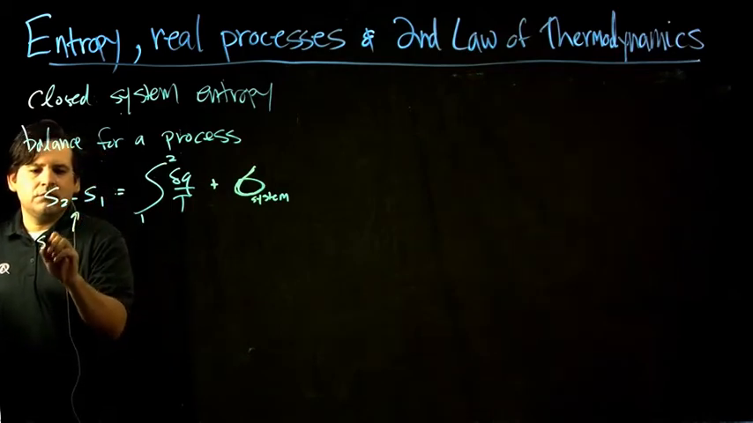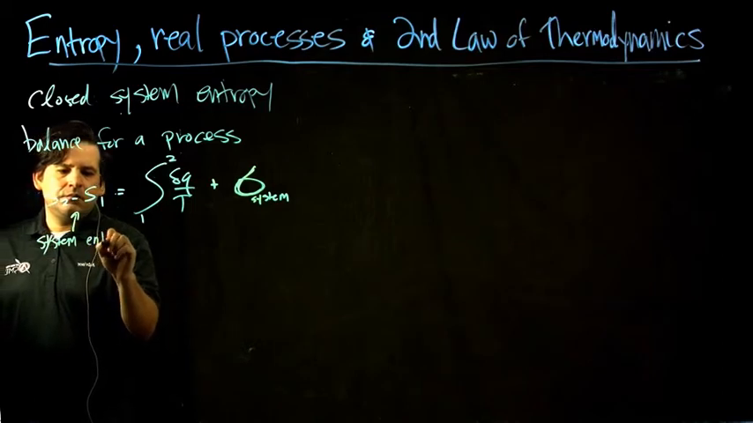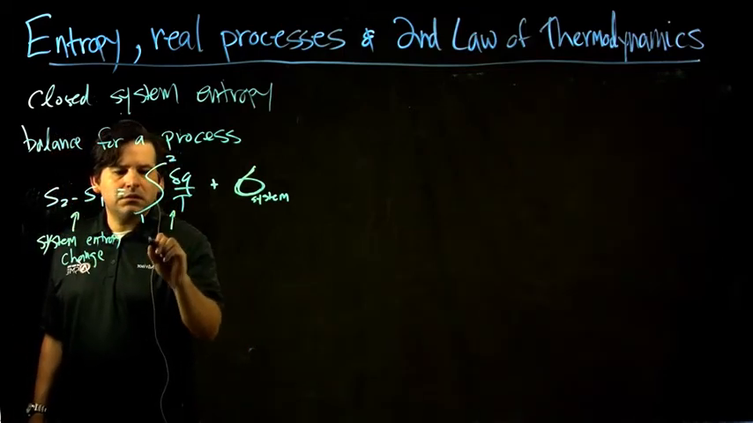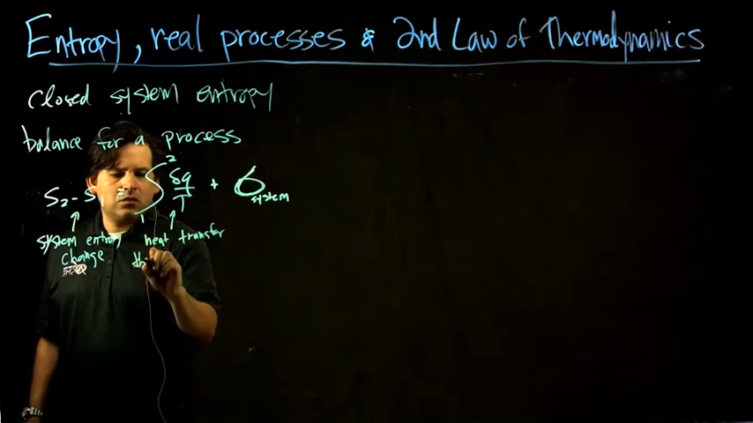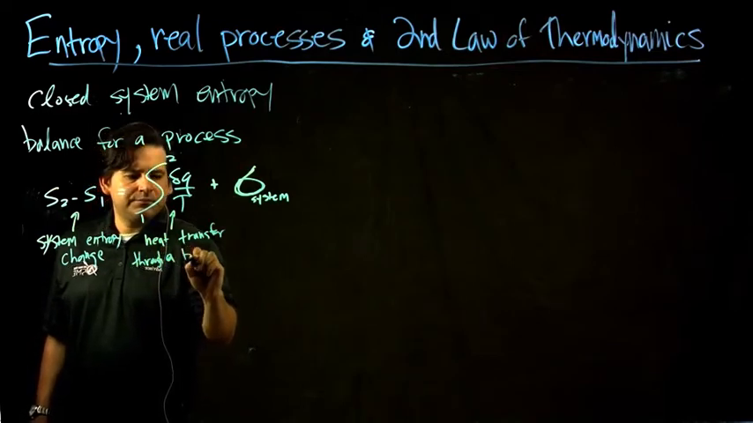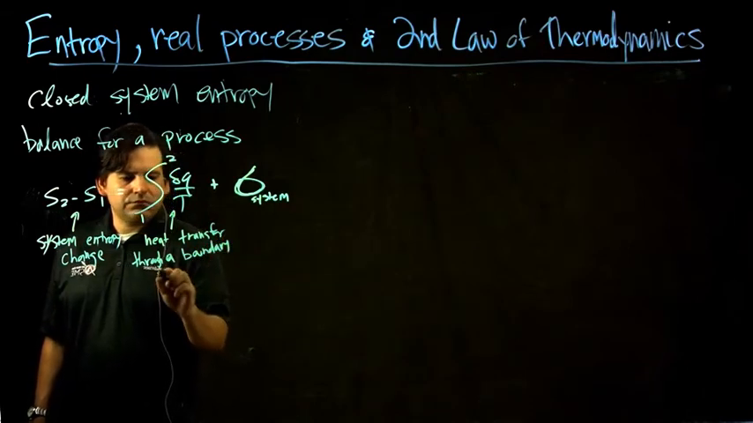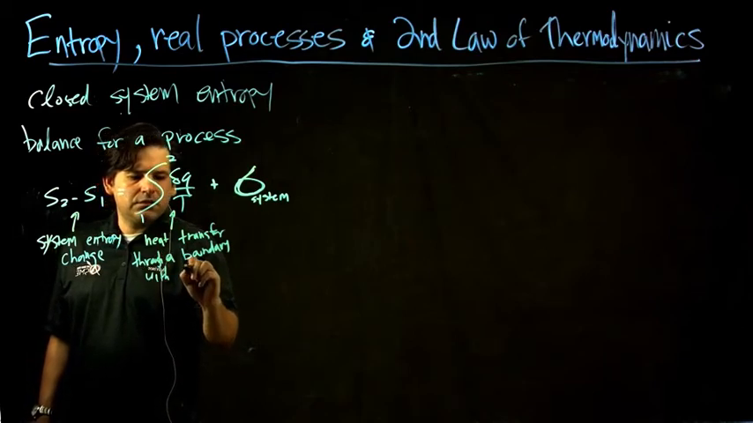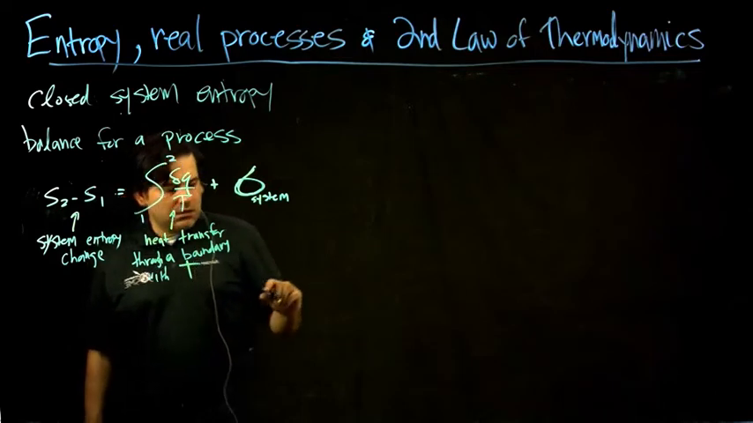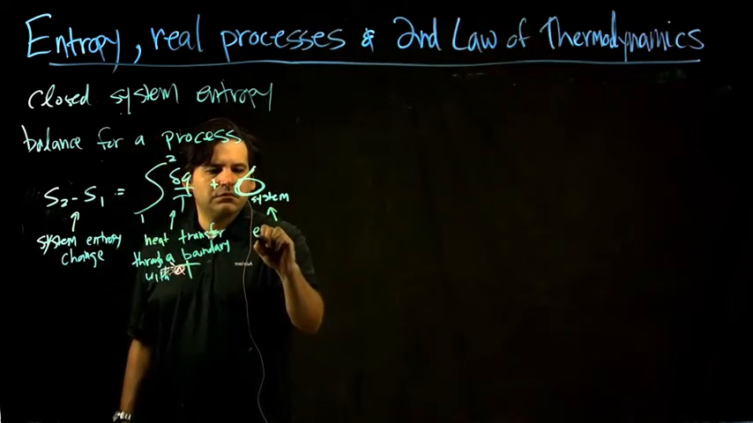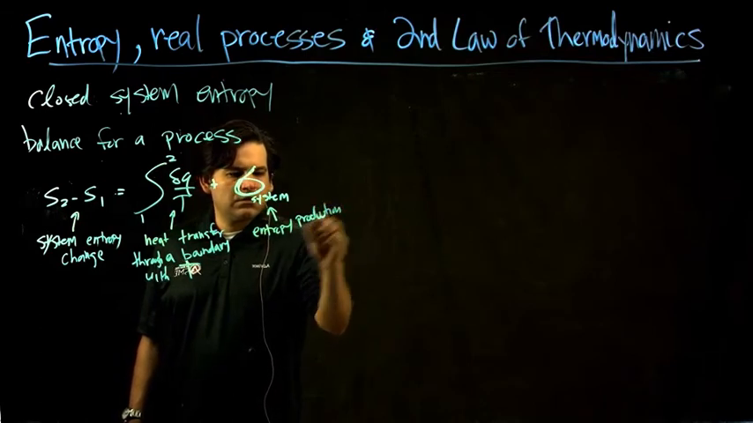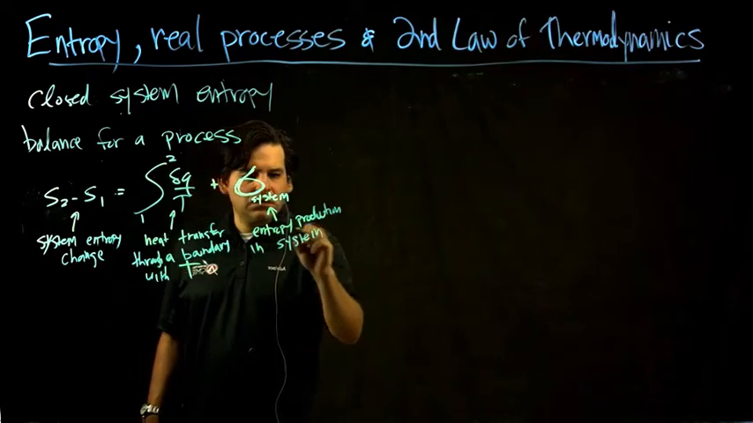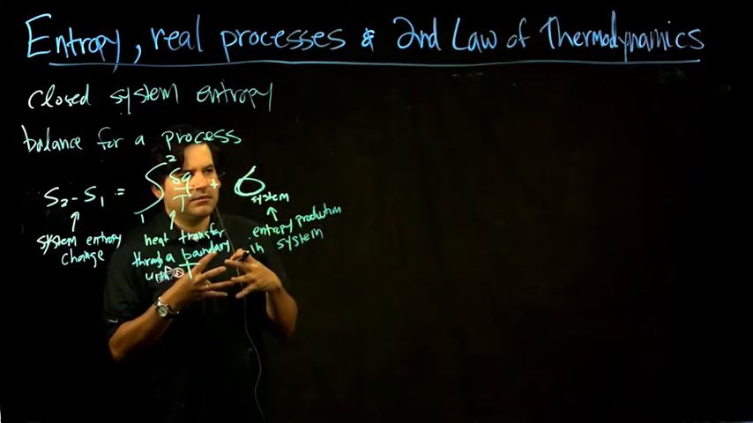So this is the system entropy change. This is heat transfer through a boundary with the temperature T. And this is entropy production. So this is the entropy generated within the system. Okay?